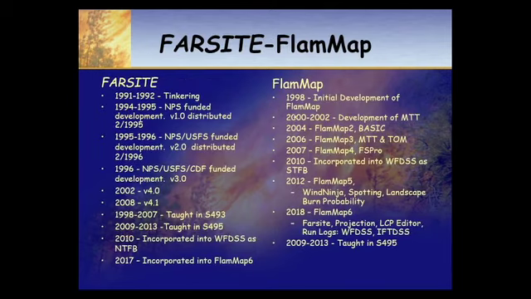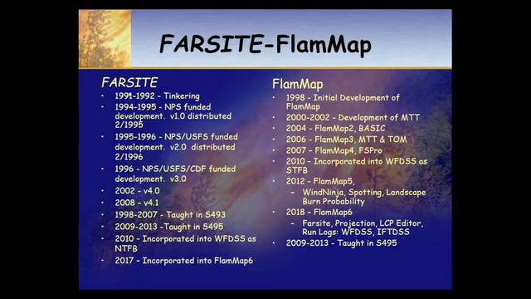Just a quick history: Farsight and FlamMap have been around for a long time. Farsight started in the early 90s. It was released as version 4 in 2002, and 4.1 in 2008. It was taught in the classes that went into becoming an LTAN, initially S-493 itself, then we taught it in S-495. In 2010, it was incorporated into WFDSS as near-term fire behavior, and in 2017, we got it into FlamMap6.